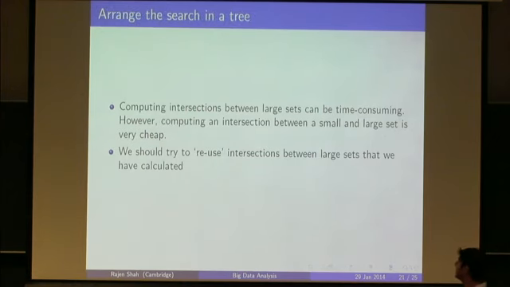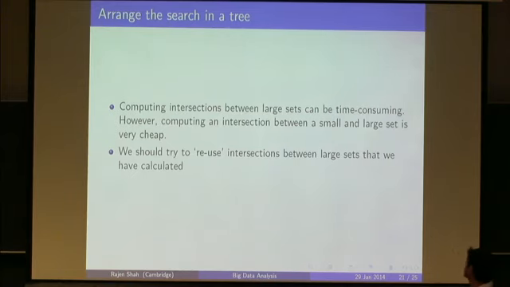But you can really speed things up if you notice that computing intersections between large sets, although that's time-consuming, computing an intersection between a small set and a large set is very, very quick. Because what you do is look through each element in your small set and ask the question, does this appear in the larger set? And all you need to do is a bisection search in the larger set to check whether it's there. So you sort of incur a log factor for the larger set.